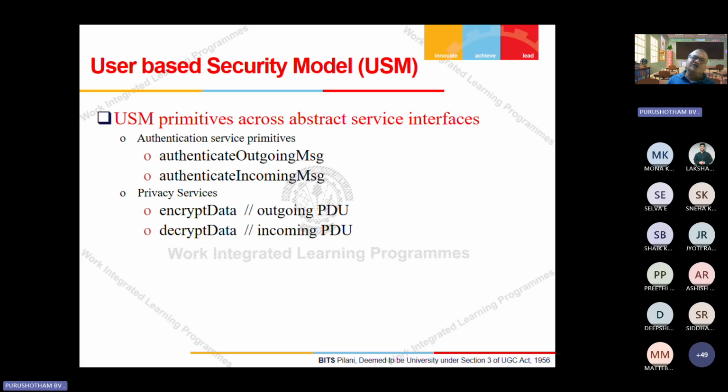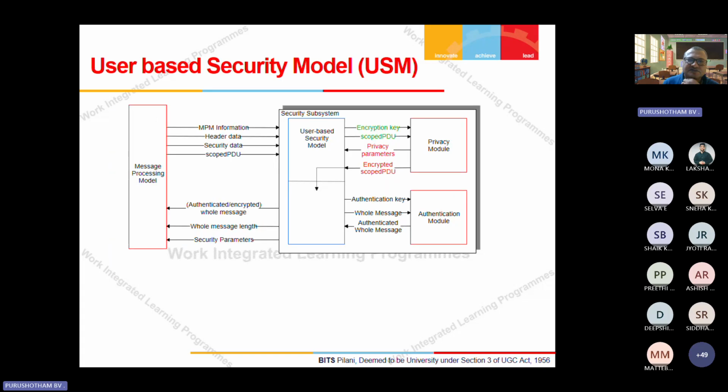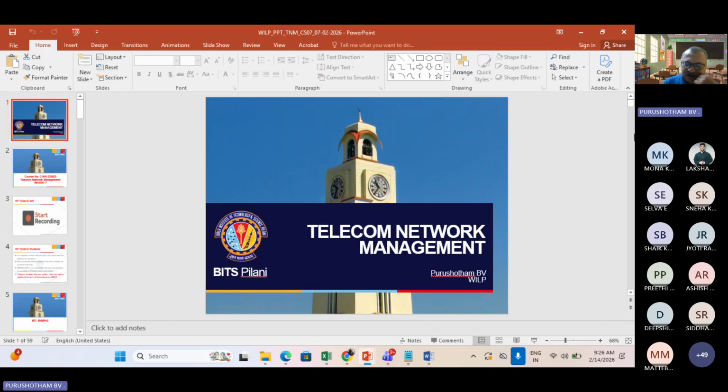There is a user-based security model, USM, with primitives across the abstract service interfaces, where authentication service primitives authenticate the outgoing message and authenticate the incoming message, along with encrypting data for outgoing and incoming. In case of USM, the message processing model and security subsystem will do privacy and authentication services for outgoing messages in this format. Same thing for encryption, then sending it back. So this is what we studied in the last class.